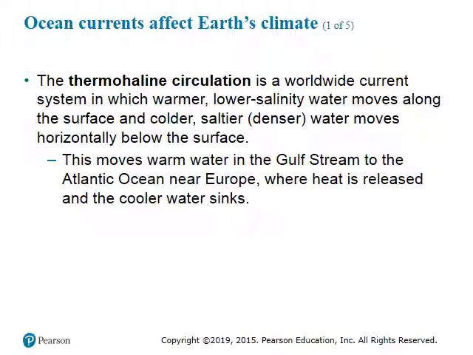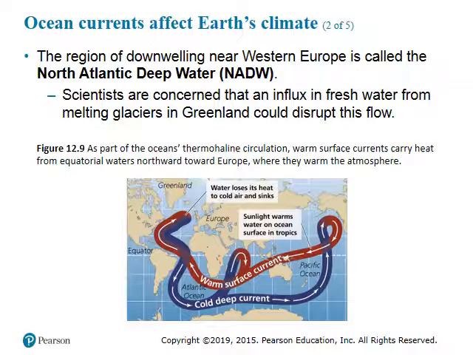This moves warm water in the Gulf Stream to the Atlantic Ocean near Europe, where heat is released, and then cooler water sinks. The region of downwelling near Western Europe is called the North Atlantic Deep Water. The scientists are concerned that an influx of fresh water from melting glaciers in Greenland could disrupt this flow.